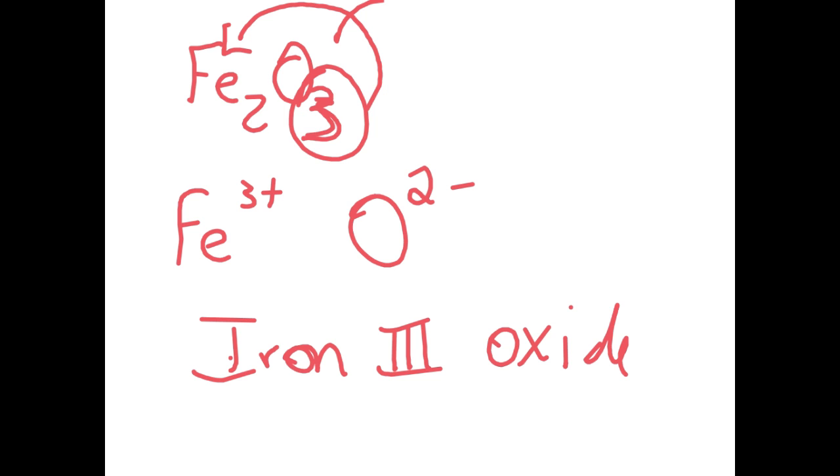Because what did they do? What was the mistake they made? They decided this is what they would put here instead of the charge of the metal. This iron does not have a 2 positive charge, it has a 3 positive charge. So the correct name for this is iron 3 oxide, not iron 2 oxide. Okay? So please be careful of that. Don't put 2 there.